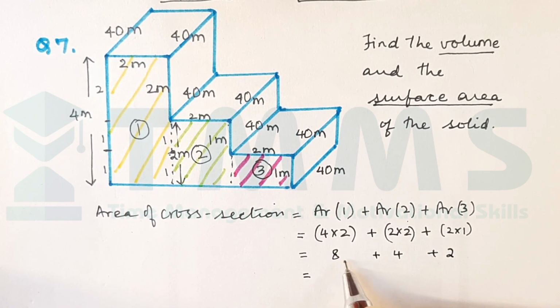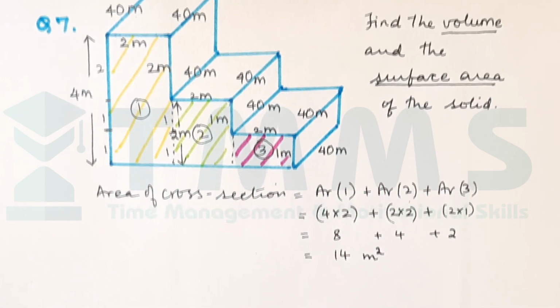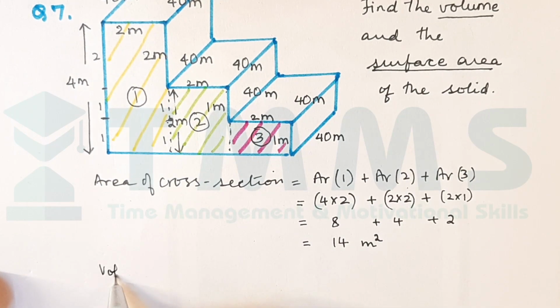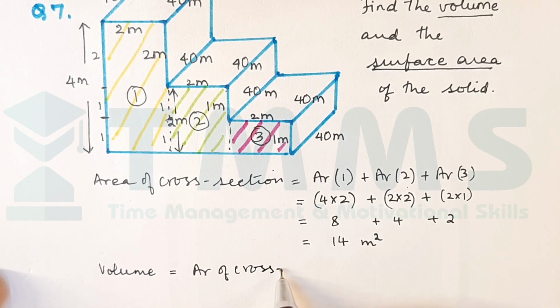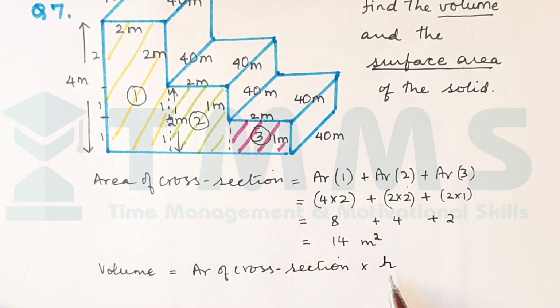And how much is that? 8 and 6, 14. So that will be 14 meter square. So that is our area of cross section. What is our volume? The volume of a solid like this is going to be equal to area of cross section multiplied by the length or even height. I'm writing it over here as height.